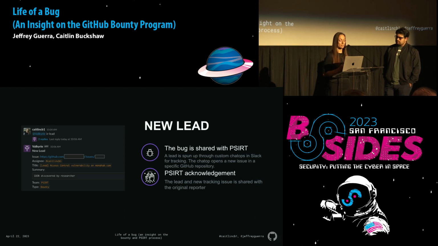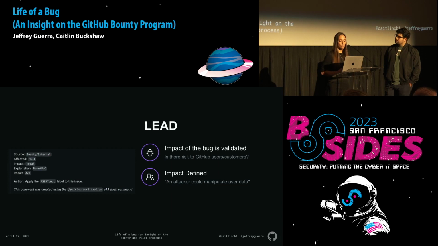So once we have this lead spun up and an issue created, we're going to go back to the initial reporter and we're going to acknowledge the fact that we got this lead and we've started the process of tracking it. And the next step will be to determine that prioritization and, of course, impact. So once again, we're going to go back to the automation and use these slash commands. It's going to ask us a series of questions, and it's going to spit out an action.